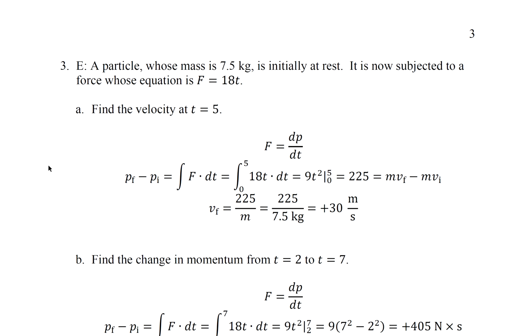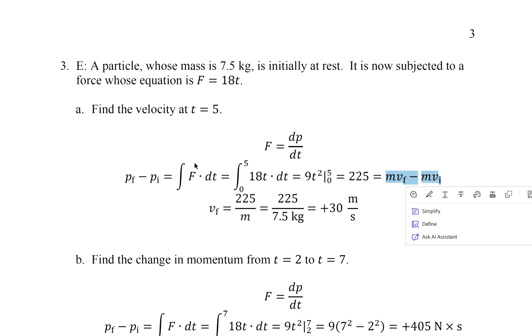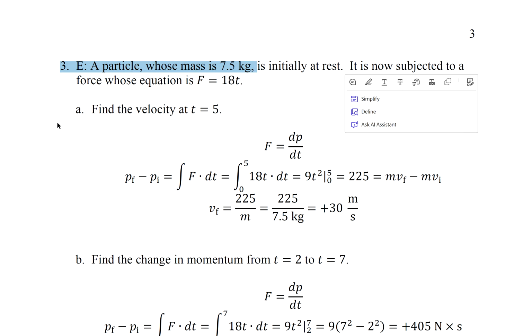Question 3. A particle whose mass is 7.5 kilograms is initially at rest. It is now subjected to a force whose equation is F equals 18t. Find the velocity at t equals 5. So F equals dp/dt, we multiply both sides by dt and we integrate. And we know P final minus P initial is mv final minus mv initial. V initial is 0 because it was initially at rest.